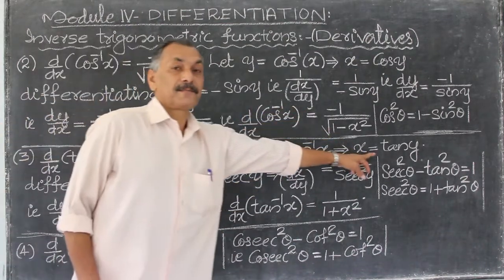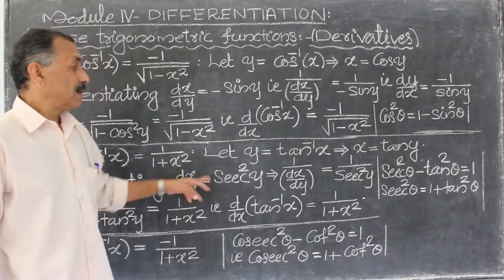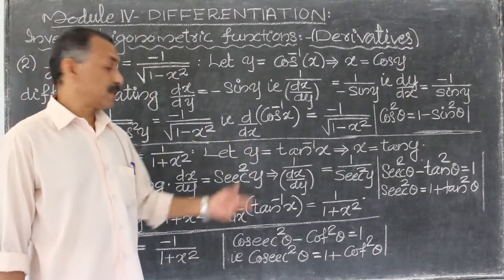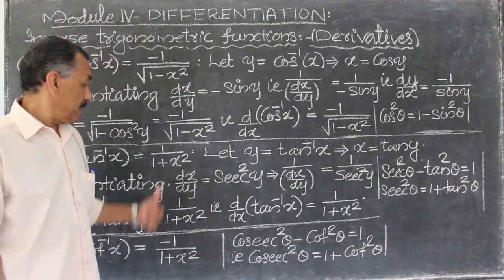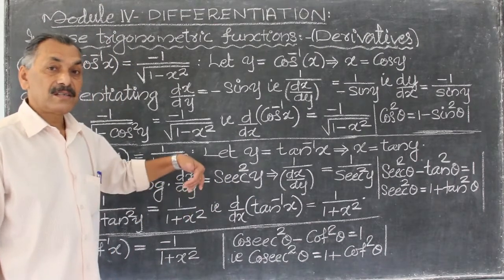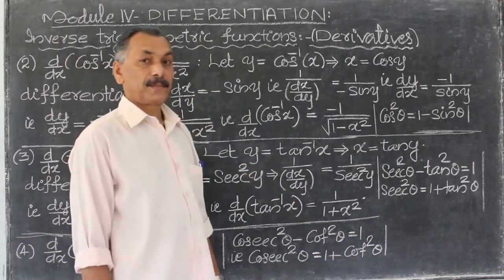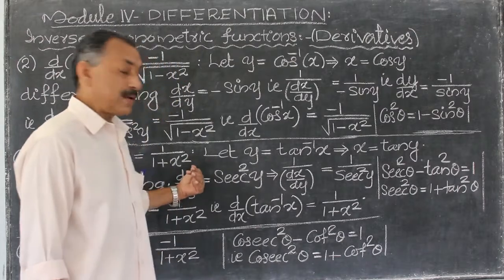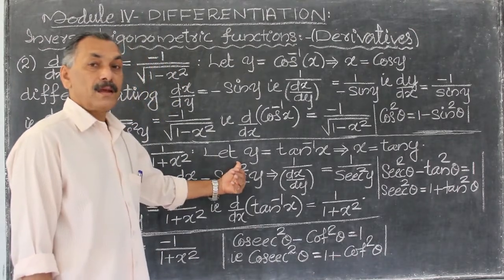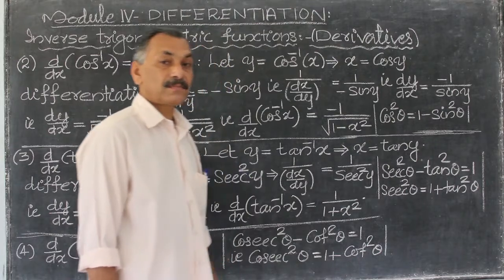Converted trigonometrically. Then differentiating, dx by dy is equal to the derivative of tan y, which is secant square y. This is dx by dy, but we want dy by dx. Now 1 divided by dx by dy is equal to 1 divided by secant square y.